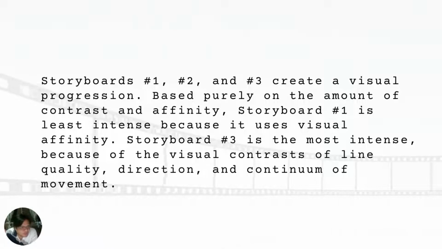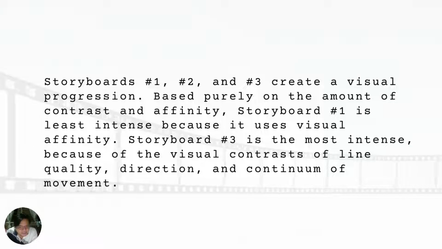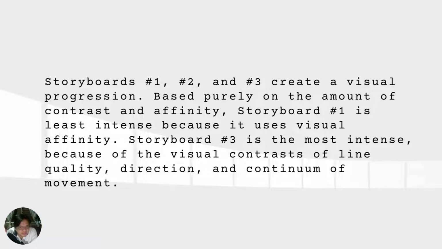Now, storyboards 1, 2, and 3 create a visual progression. Based purely on the amount of contrast and affinity, storyboard 1 is the least intense because it uses visual affinity. Storyboard 2 still uses visual affinity. It's more intense because it uses straight line, but it still has affinity to it. Now, storyboard number 3 is different altogether. It is the most intense because of the visual contrast of the line quality, direction, and even the continuum of movement of the audience. Okay?